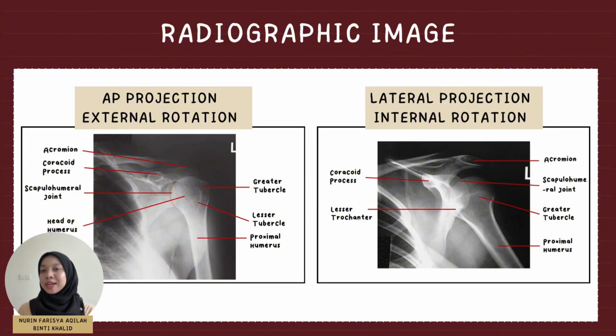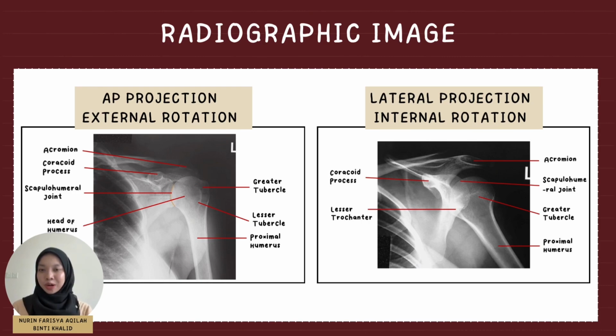Apart from that, the scapulohumeral joint space is open. In this radiograph, it also shows the proximal humerus, glenohumeral joint, acromion, and coracoid process are well demonstrated. And lastly, the head of the humerus should be centered to the glenoid cavity without rotation. A lateral projection of the shoulder. This projection is performed by rotating the arm internally, and the humeral epicondyles will be perpendicular to the image receptor.